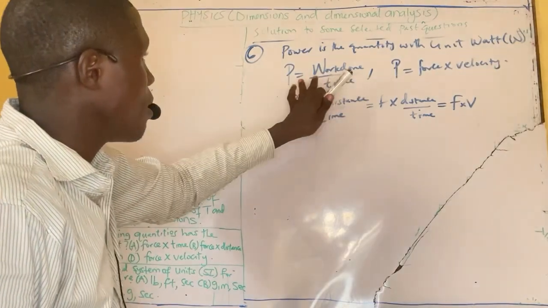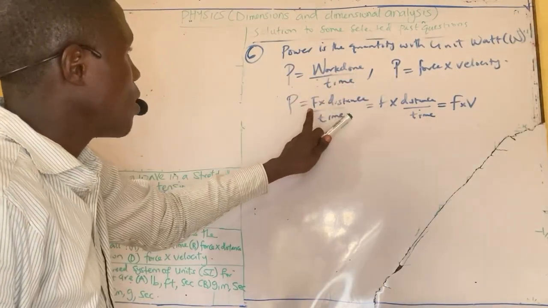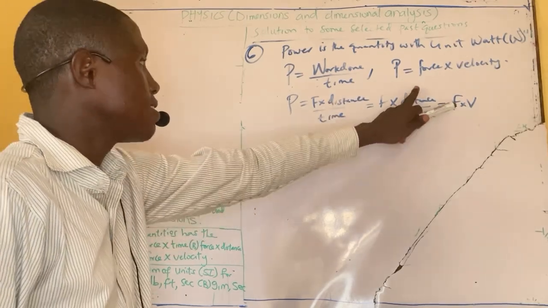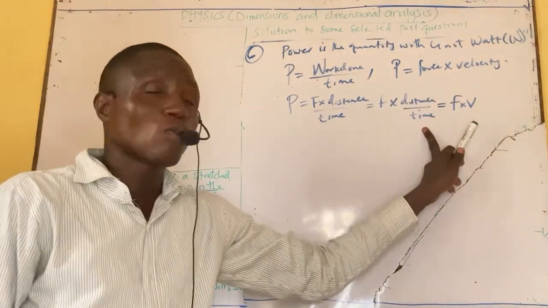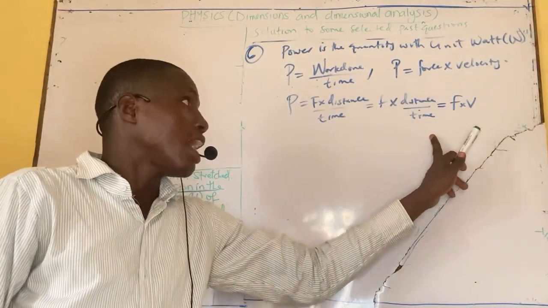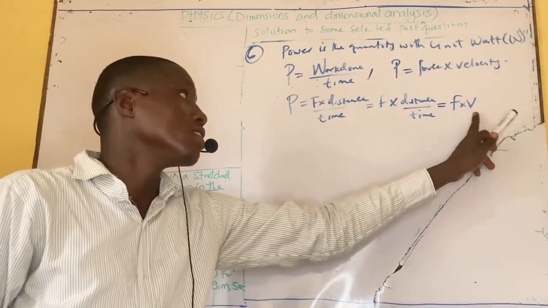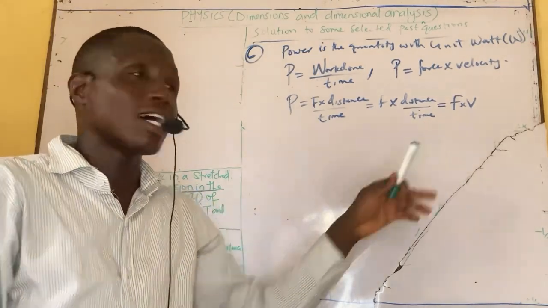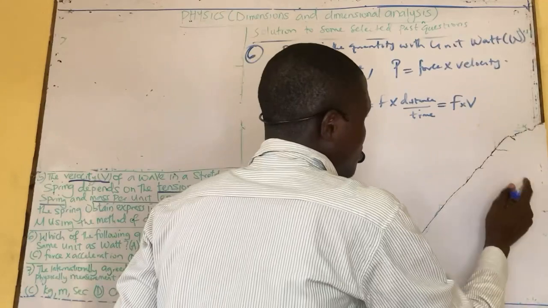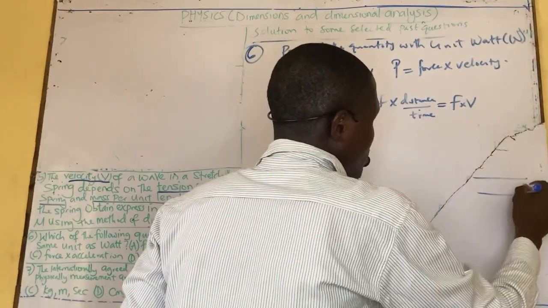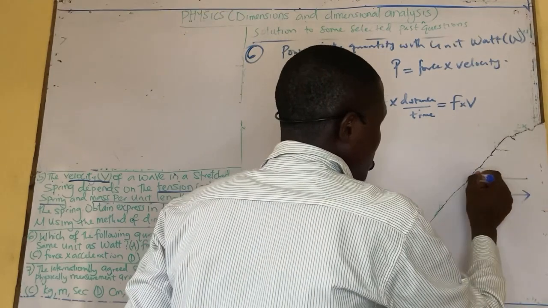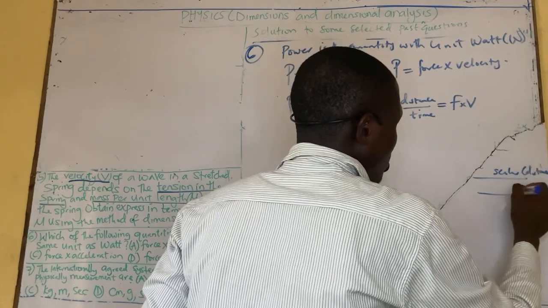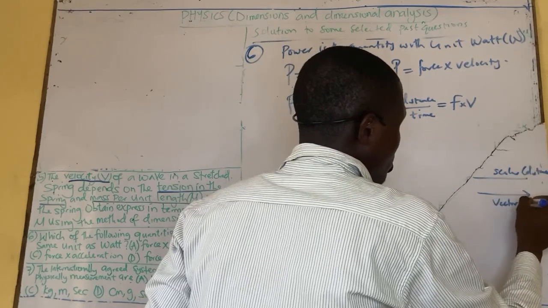Power is equal to work done over time, and work done is force times distance, so we have F times distance over time. Distance over time is equal to speed, and speed and velocity have the same unit. So it can also be displacement all over time. The difference between distance and displacement is just that one is a scalar quantity, which is distance, and the other is a vector quantity, which is displacement.